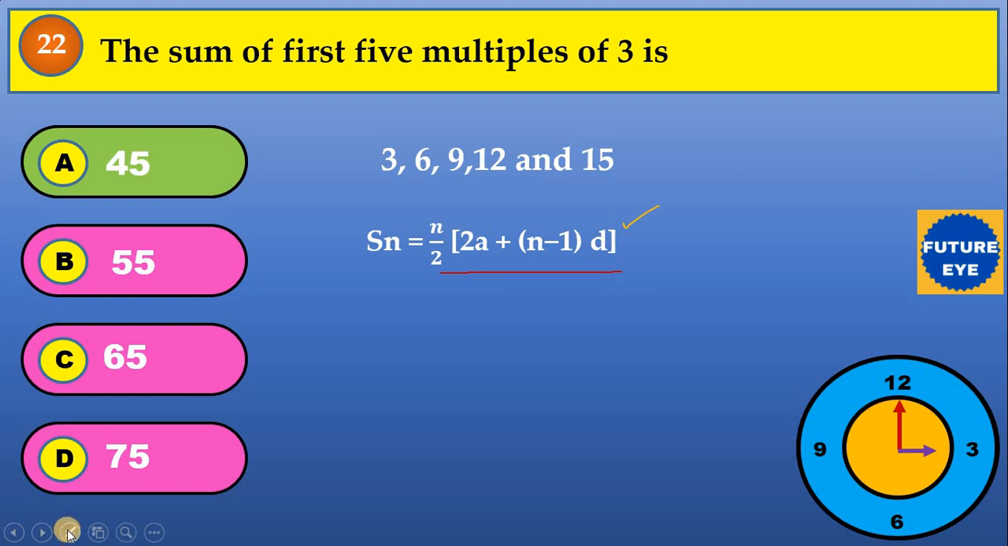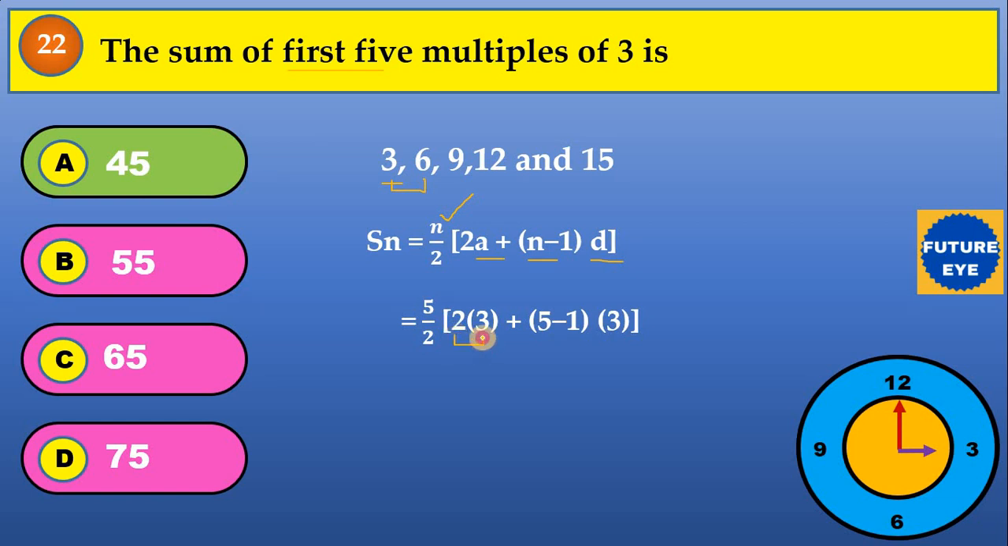Now let us substitute the values, children. So what is the n value? 5, because we are going to find the sum of 5 multiples. What is the a value? That is 3. The n value, as I said, is 5, and the d value: 6 minus 3 is 3 only. So we have substituted all the things.